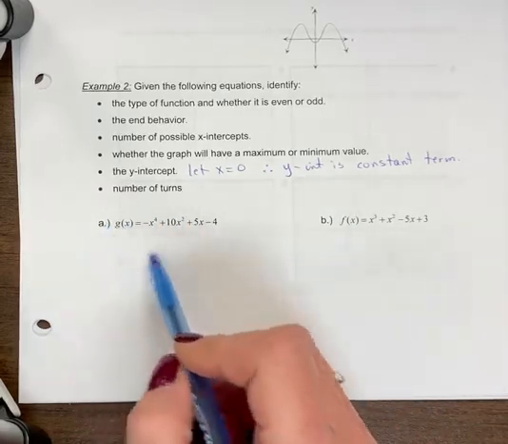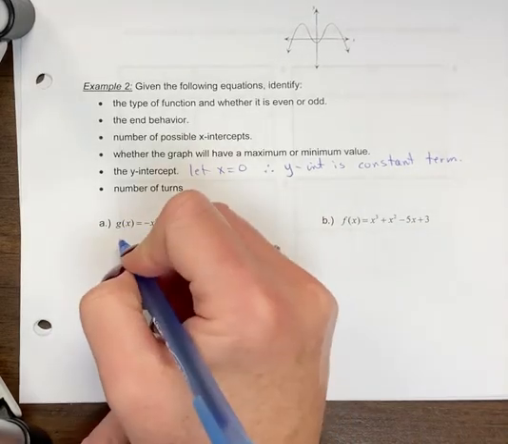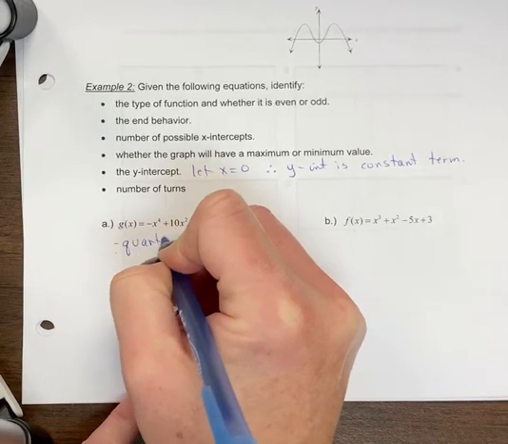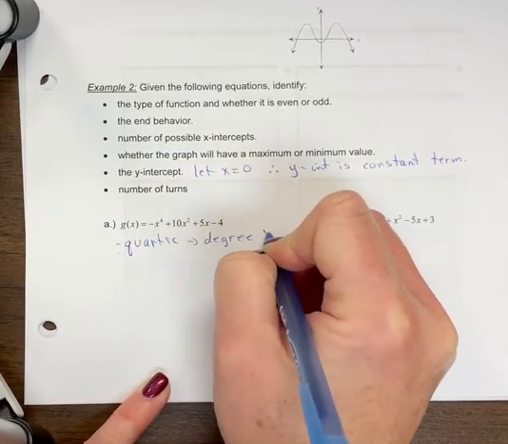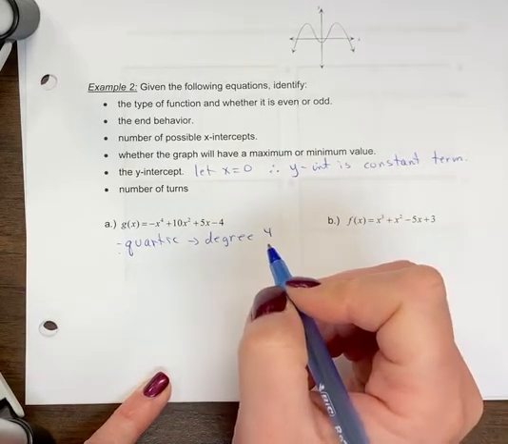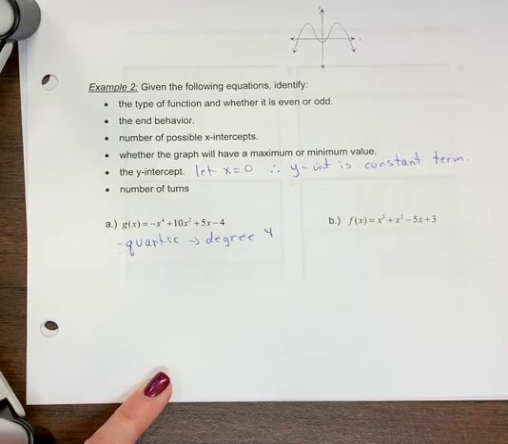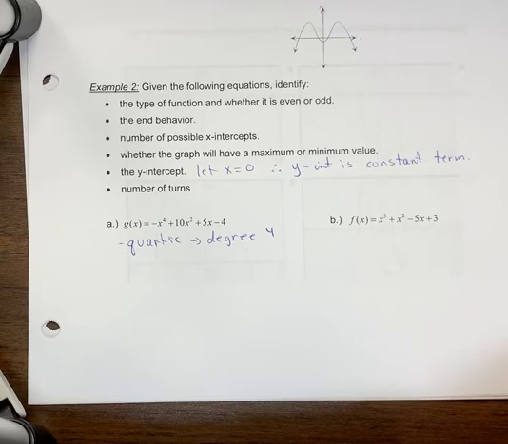Looking at this first equation, the largest exponent is 4. So this tells me that it is a quartic function, and that means degree 4. There are two ways you can describe the type. Then the end behavior. When it's a 4th degree polynomial, you can flip back, I'm just going to grab those graphs here.